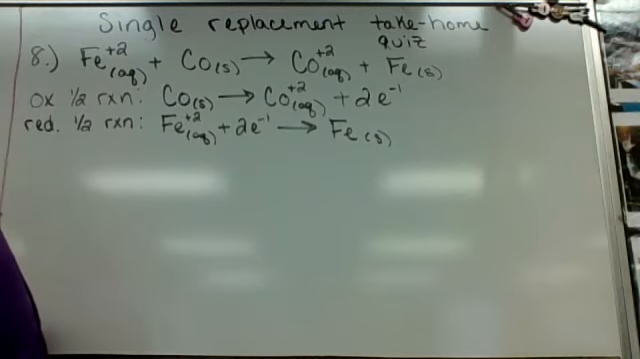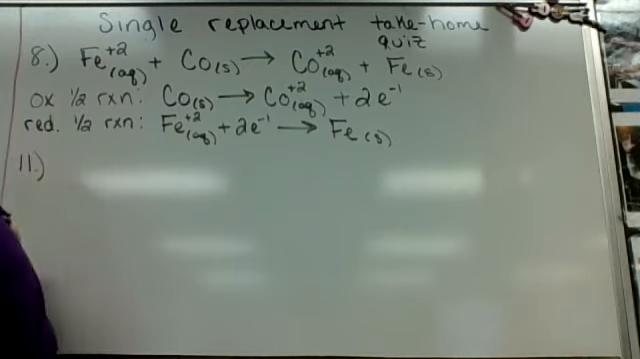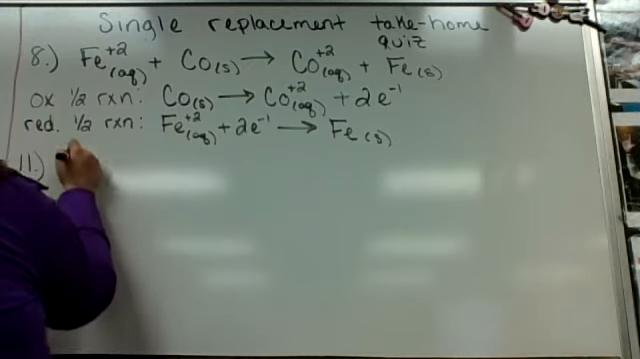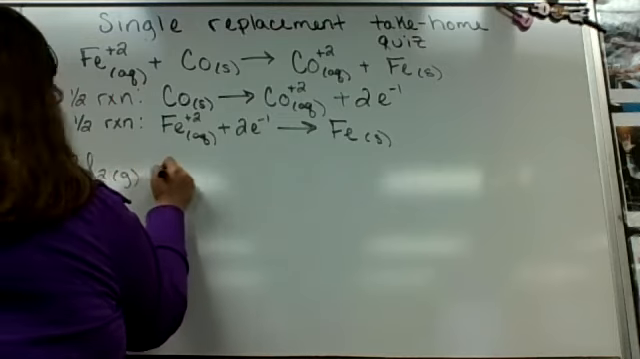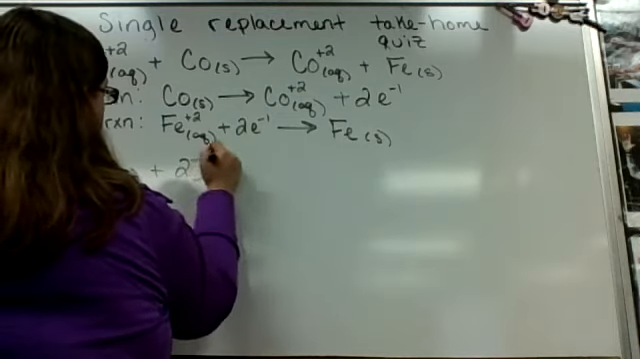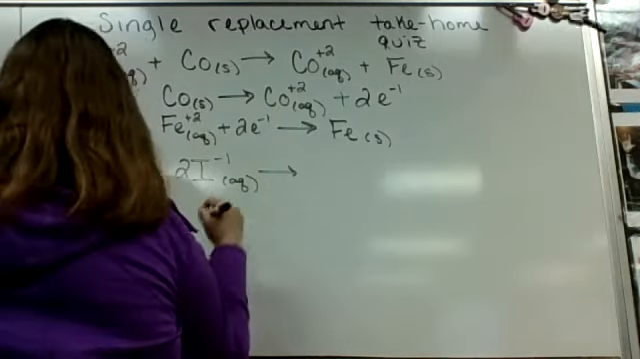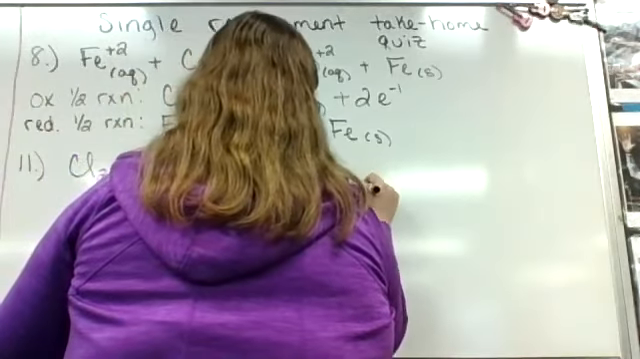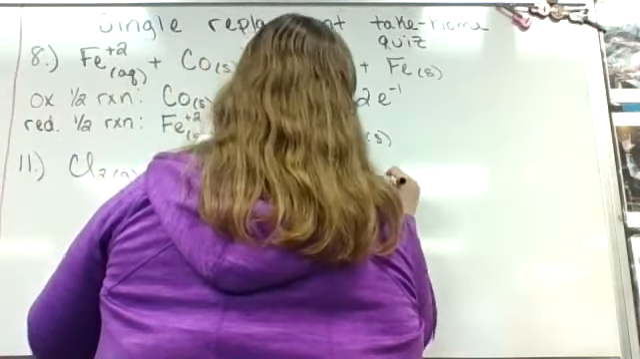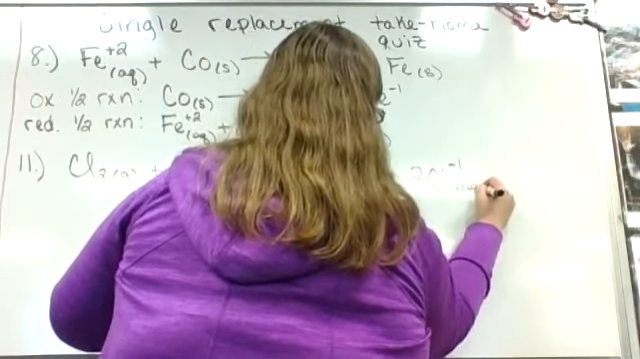I don't have time to do number 9. Number 11: Cl2 gas plus 2 I minus 1 aqueous yields I2 solid plus 2 chloride ions aqueous.